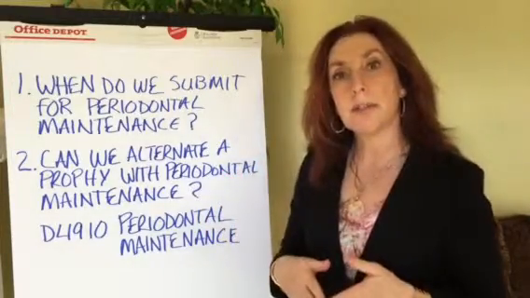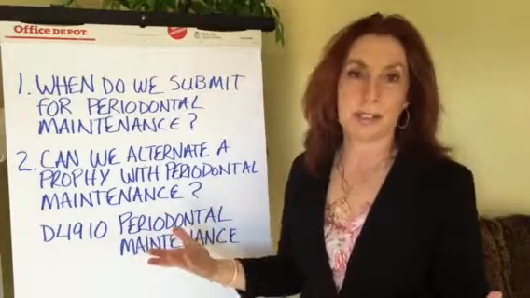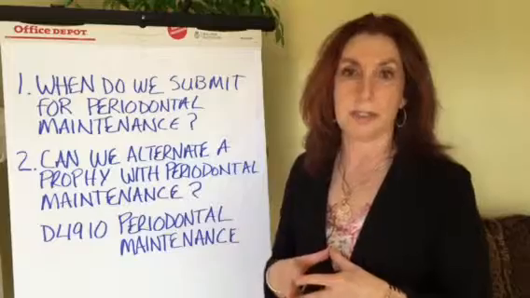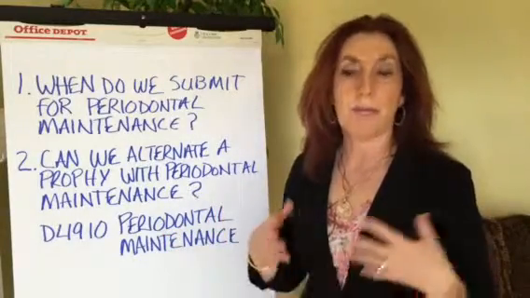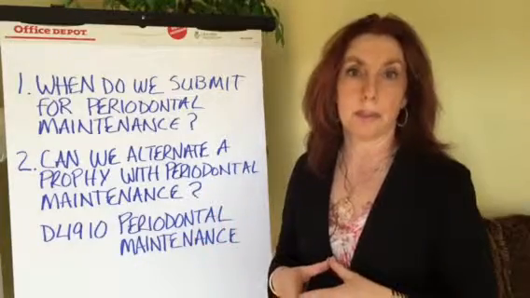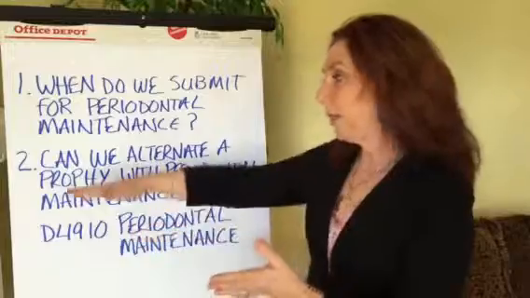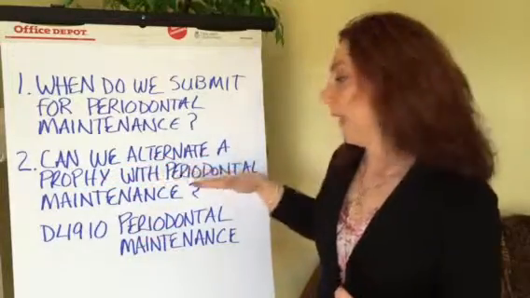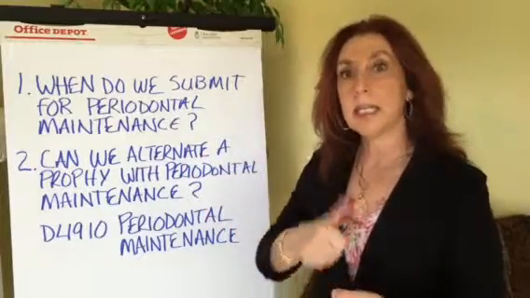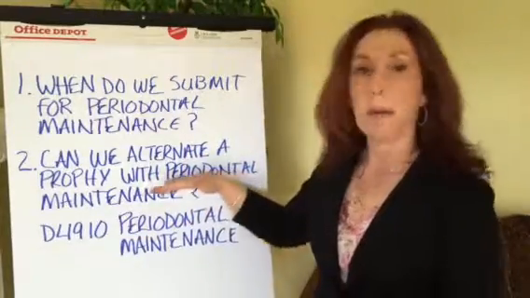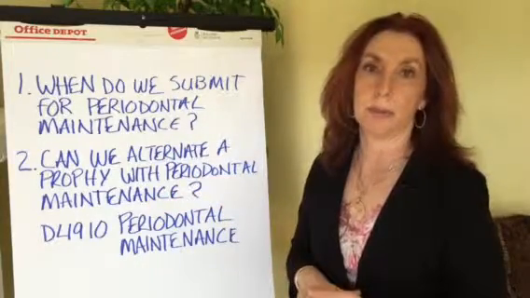The other thing to consider is insurance payments. If you are an insurance-driven practice, and most of our dental offices in the United States and even Canada today accept or are assigned to some of these insurance companies, many times when you alternate a Profi after they've had scaling and root planing or periodontal maintenance, that insurance company can kick out any future payments for periodontal maintenance and or future scaling and root planings.